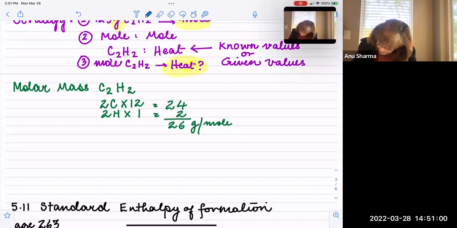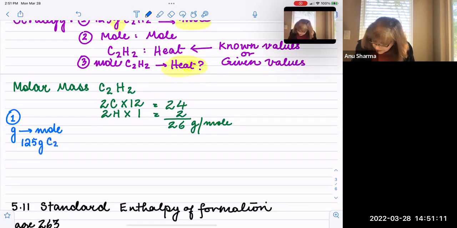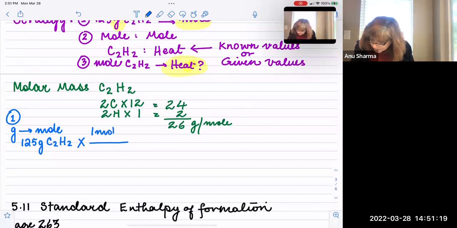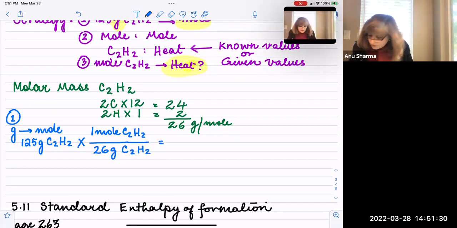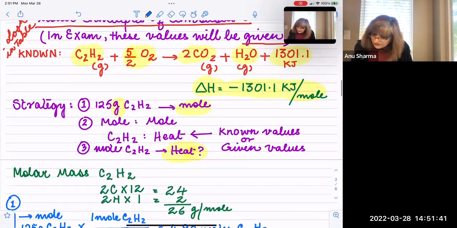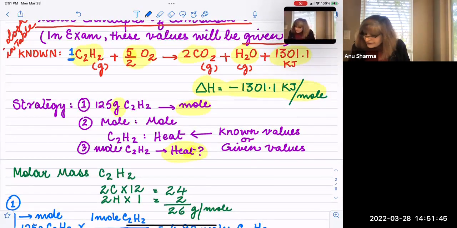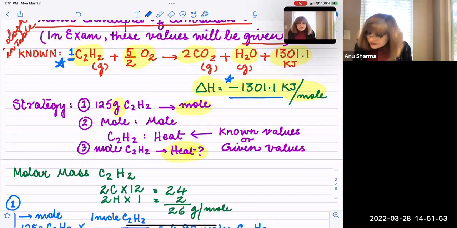Let's do this. First of all, convert grams to moles of C2H2. So this is the first step. We are given 125 grams of C2H2, times 1 mole of C2H2 over 26 grams of C2H2. And this gives you 4.80 moles of C2H2. So you see that in this reaction, 1 mole is giving you this much amount, so this and this are related. The rest of it, obviously, you need to balance the equation, always check that.